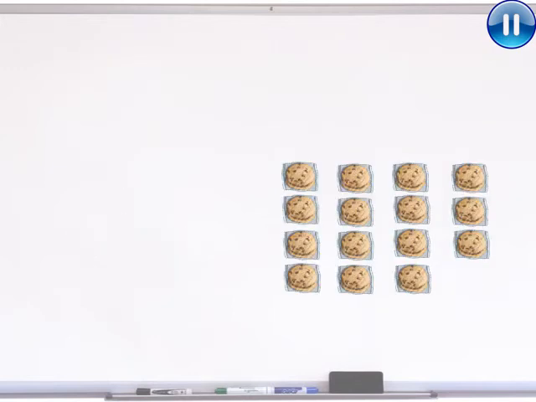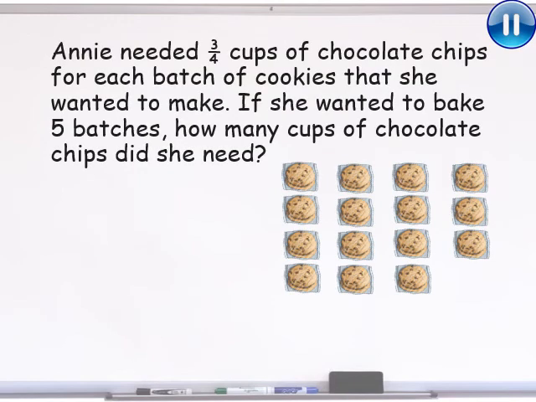Okay, right. Looks like we've got some cookies in this question. Now Annie needs 3/4 cups of chocolate chips for each batch of cookies that she wanted to make. If she wanted to bake 5 batches, how many cups of chocolate chips did she need? Now how would we write this? We've got our fraction, we've got our whole number. So if I just get my highlighter, I've got my 3/4 and I've got my 5. That's the information that we need. So let's see how we'd write it. 3/4 by 5. Okay, right. Pause the video now and work that one out for me.